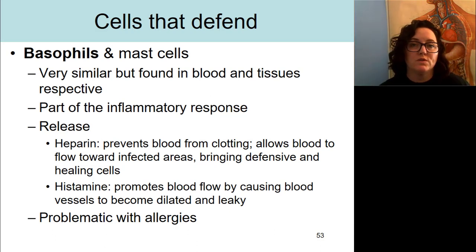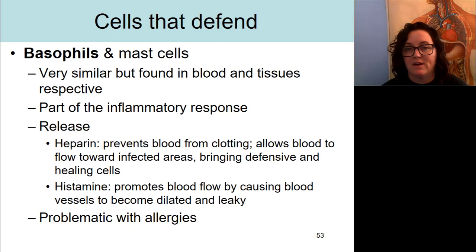And this is important during infection because it helps to bring more defensive cells to the area where the infection is. Heparin is an anticoagulant. What that means is that it prevents blood from clotting. So this allows blood to flow towards the infected area, bringing defensive cells and healing chemicals and healing cells along with it.